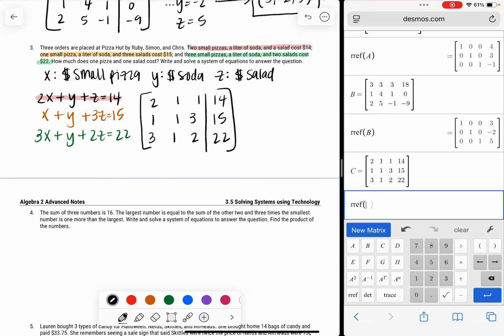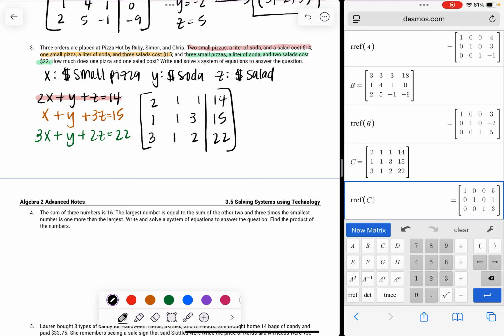So I have C, RREF, C, and this tells me that we have X equals 5, Y equals 1, and Z equals 3. Now, one thing that we talked about with word problems is if you have a word problem, you should have a word answer. So I'm just going to go in and say small pizza is $5.